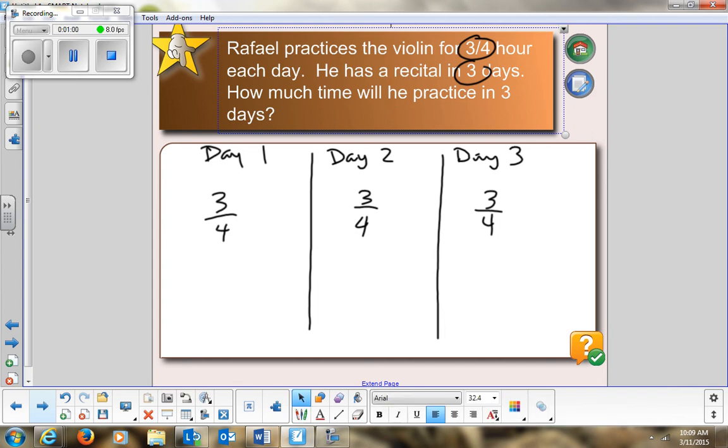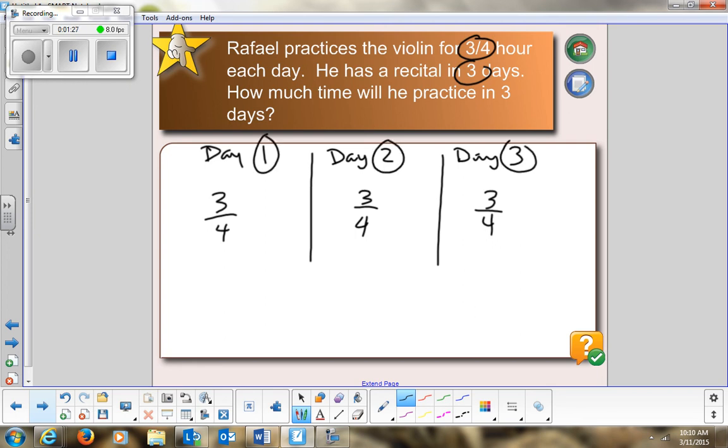Okay, so that can visually help me understand the word problem, right? So every day for 3 days, he's practicing 3/4 of an hour. How much time will he practice in a total of 3 days? So since we're working on multiplication, obviously you could have added these together, but that's not what I want you to do. I want you to be able to multiply these. So how many days are there? There are 1, 2, 3 days. Okay, so it's going to be 3 times something.